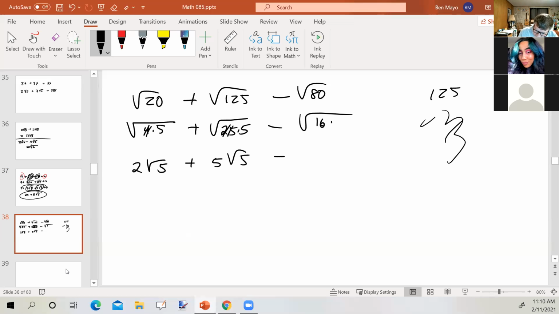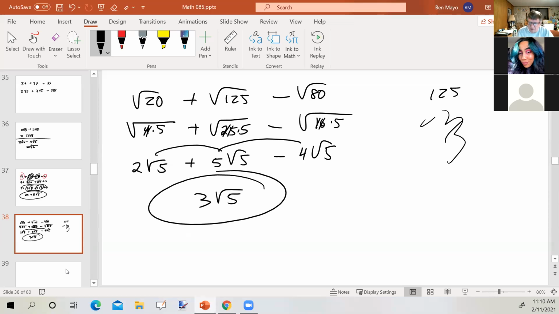80 would be 16 times 5. The square root of 16 is 4, so I get 4 square roots of 5. So I simplified each radical as much as I could. Notice now they're all like radicals. 2 of something plus 5 of something is 7 of something. 7 minus 4 is 3 of something, the something being the square root of 5.